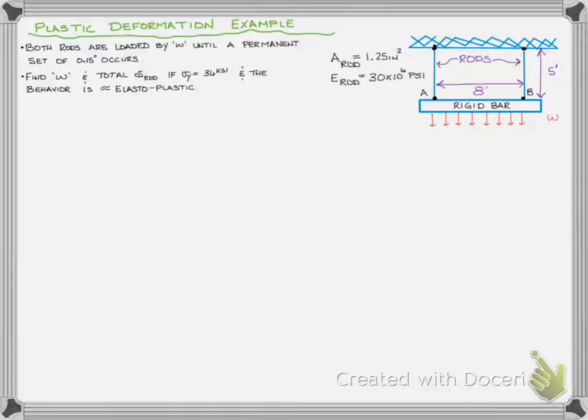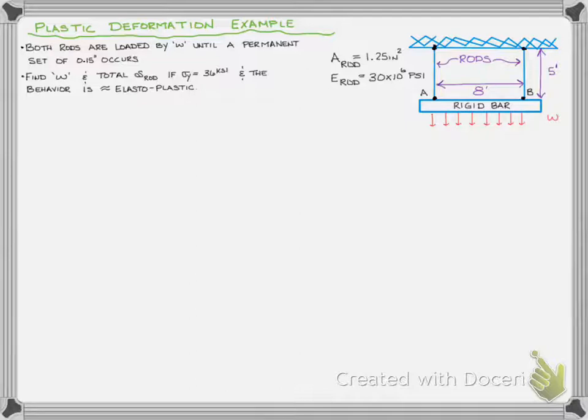And so what we need to do is find, what is this W that yields the bar? And also, what's the total deformation that the bars are going to experience before we unload them? Not just the permanent set, but the total they experience during loading, if we know the yield stress of the material is 36 ksi and we can model this as an elasto-plastic material.